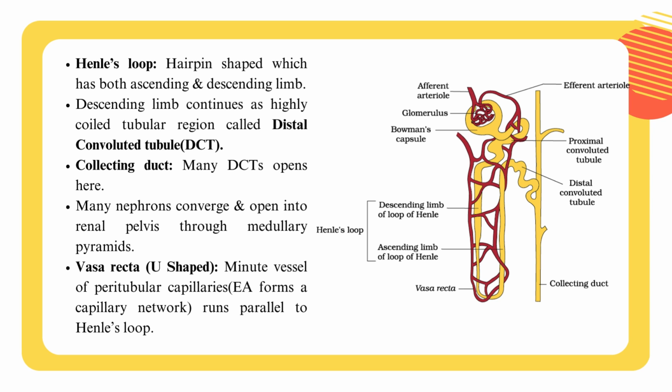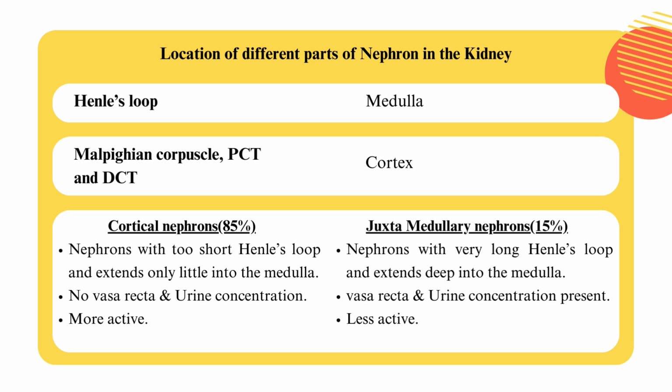It is a hairpin-shaped loop which has both ascending and descending limb. Descending limb continues as highly coiled tubular region called distal convoluted tubule, DCT. Last one is collecting duct, the duct where many DCTs open. Many nephrons converge and open into renal pelvis through medullary pyramids. Vasa recta, U-shaped, is a minute vessel of peritubular capillaries which is formed by efferent arteriole and runs parallel to Henle's loop. Now we will learn about the location of different parts of nephron in the kidney.